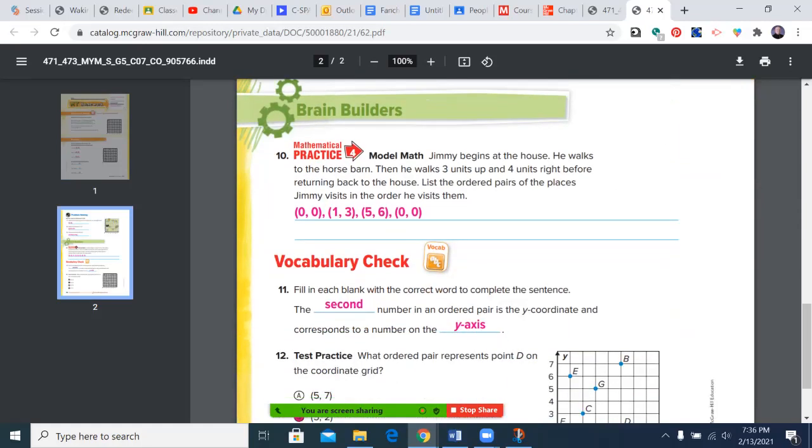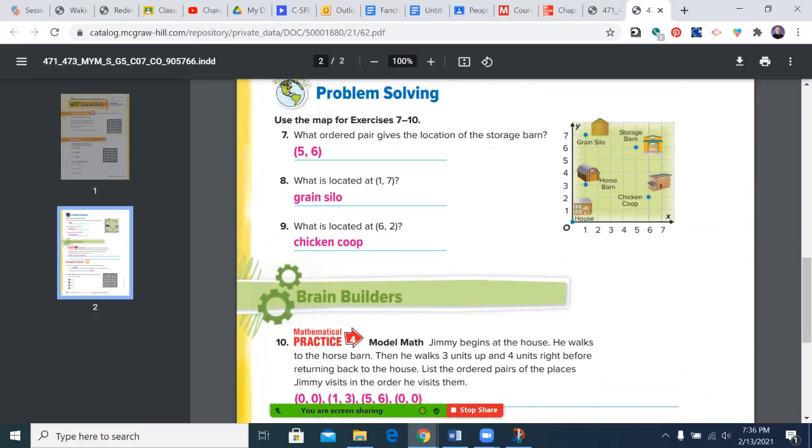Jimmy begins at the house. He walks to the horse barn, and then he walks 3 units up and 4 units right before returning back to the house. List the ordered pairs of the places Jimmy visits in the order he visits them. So the house is at 0, 0. Then he went to the horse barn at 1, 3. And then we go over to 5, 6 with the storage barn. And then back.